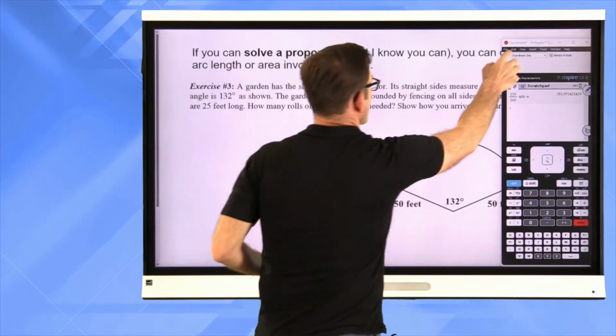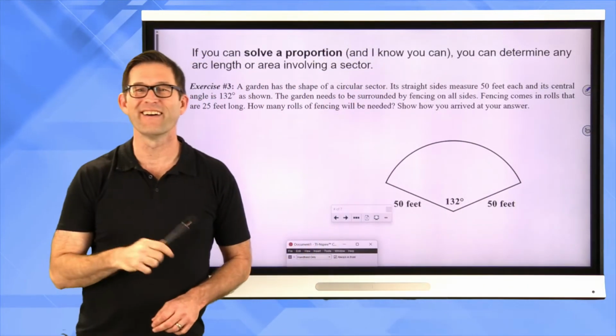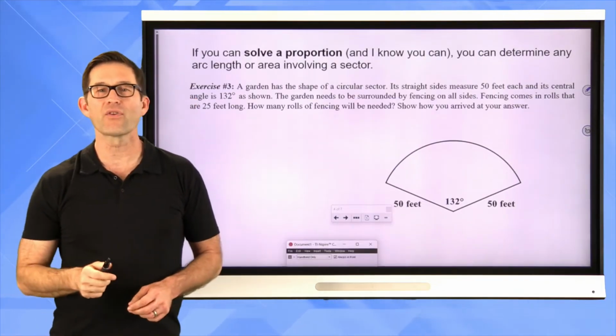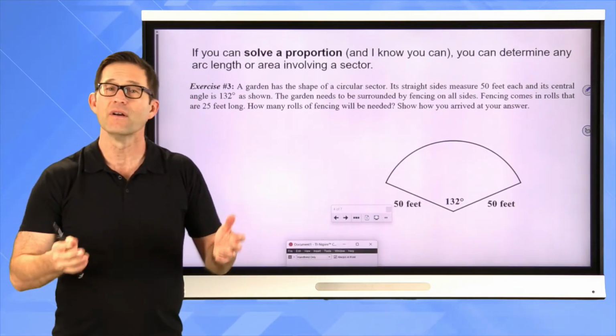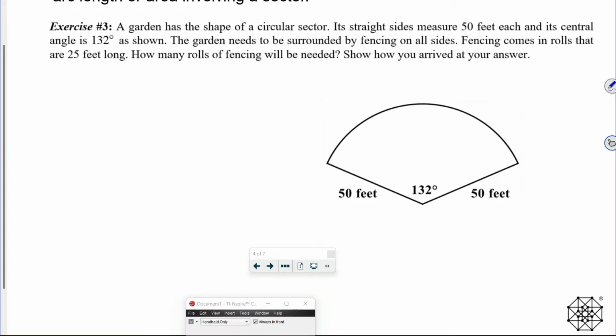Now, if you can solve a proportion, and I know you can, you can determine the arc length or area involving a sector. Let's take a look at exercise number 3. A garden has the shape of a circular sector. Its straight sides measure 50 feet each, and its central angle is 132 degrees as shown. The garden needs to be surrounded by fencing on all sides. Fencing comes in rolls that are 25 feet long. How many rolls of fencing will be needed? Show how you arrived at your answer.